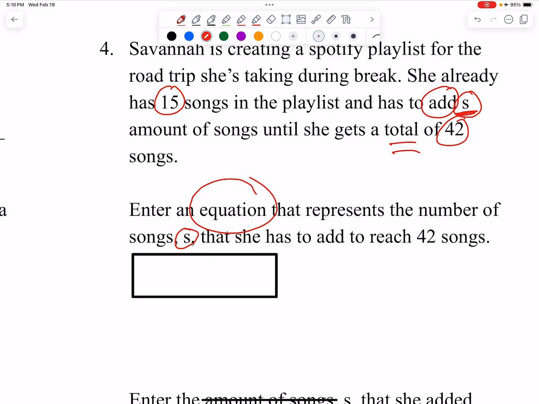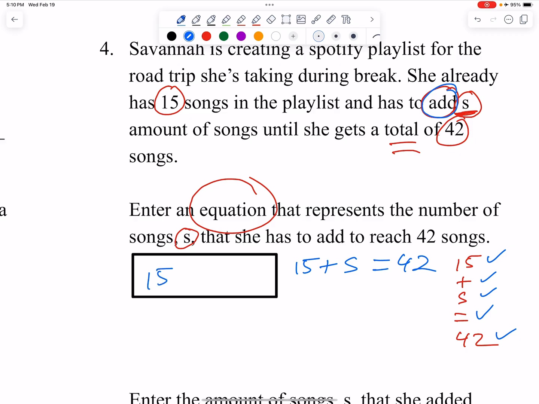So what did I circle? I circled 15. I have to add something. Then I have an S. Then I have an equal sign and a 42. And that's, I think, it. So let's start from the beginning. So she already has 15 songs. She has to add S amount of songs until she gets a total of 42. Okay, it's not that horrible, right? It's pretty straightforward. Did I get the 15? Yes. My plus, my S. It's almost literally in order, which is kind of nice. Okay, so I got 15 plus S equals 42.